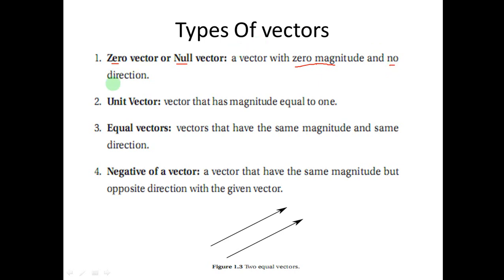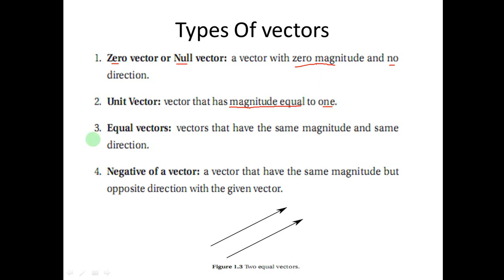The second type of vector is unit vector. A unit vector has a magnitude equal to 1. If a vector has a magnitude equal to 1, this vector is said to be unit vector. A direction of a unit vector can be any direction, but the magnitude is always 1.